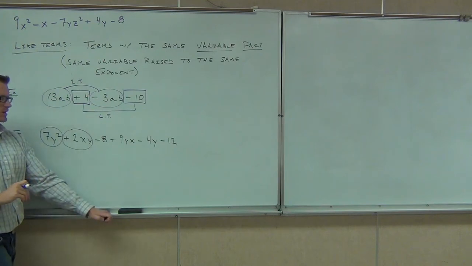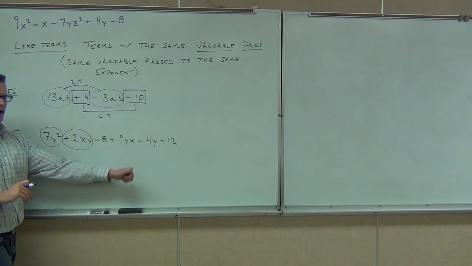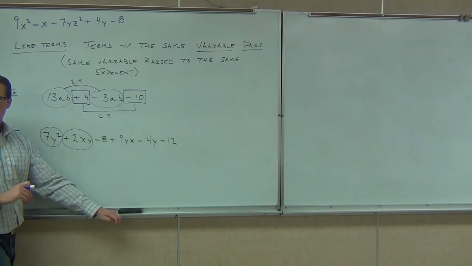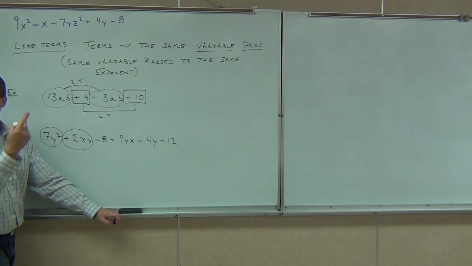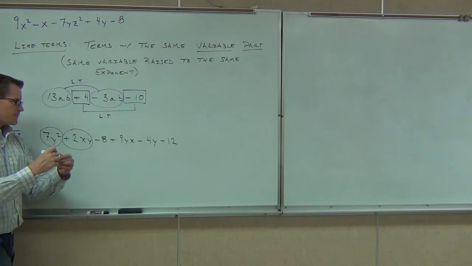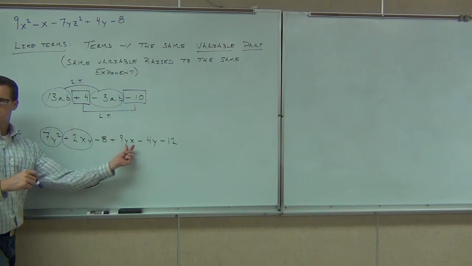How about the 2xy? Is there anything in common with 2xy? Yes. 9xy. Well, it says 9yx. Yeah, but it's still considered changeable. Why? Multiplication rule. More specifically, there's a certain multiplication rule that says that I can change things. Inverse? Not inverse. Flip-flop? Starts with a C. Commutative property.